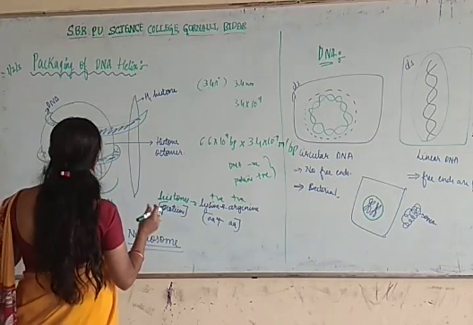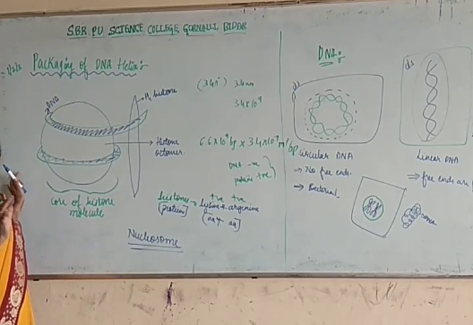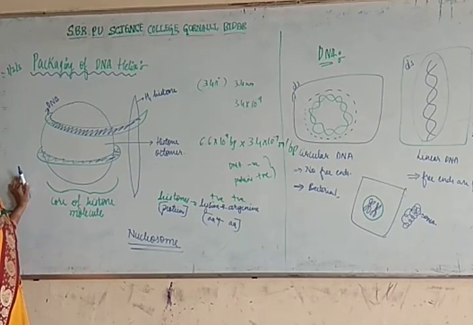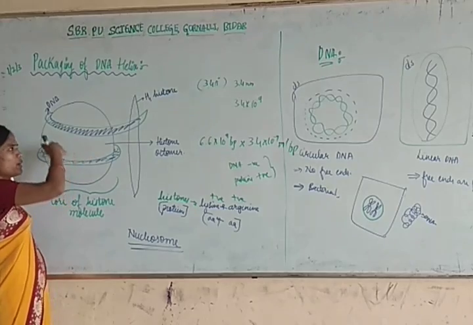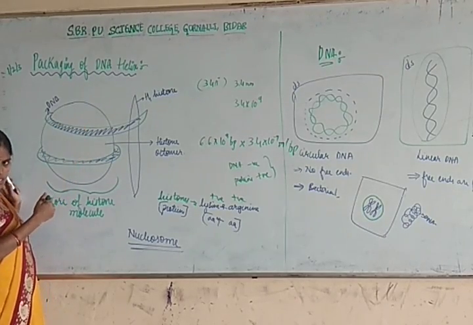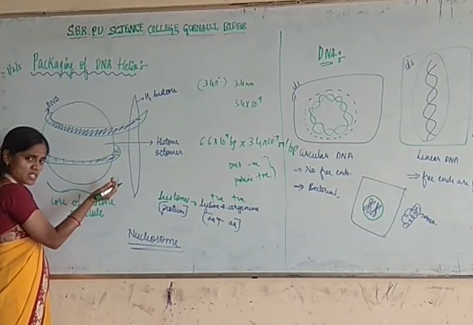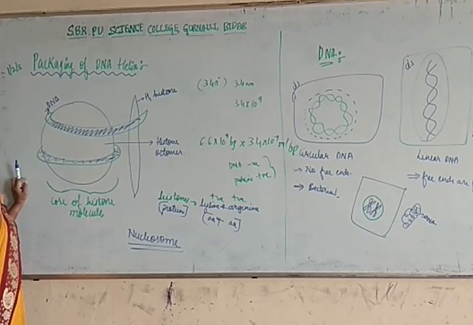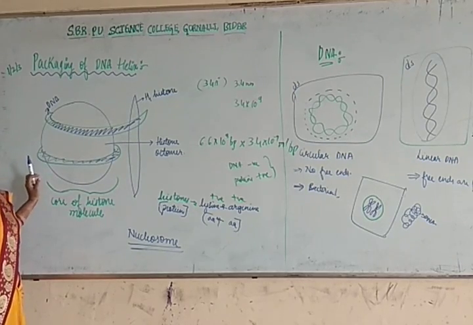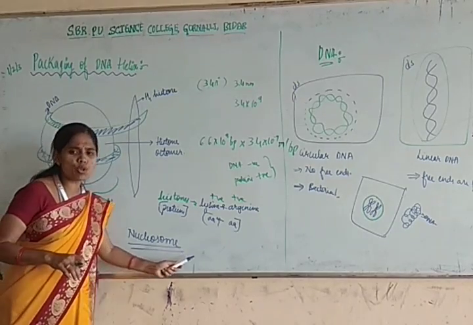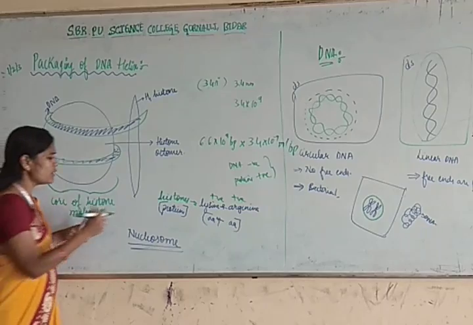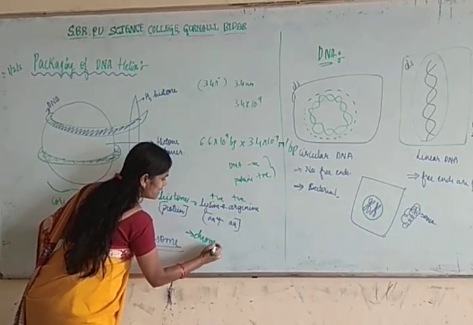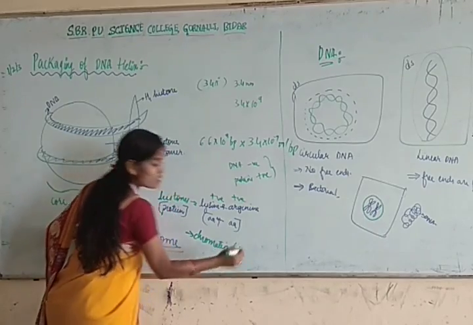One more thing I want to make clear is how the packaging takes place in eukaryotic cells; in prokaryotes I told you earlier. In the eukaryotic cell, the negatively charged double helical DNA wraps over the positively charged histone proteins, forming many structural units, each called a nucleosome. These nucleosomes combine to form a chromatin fiber.